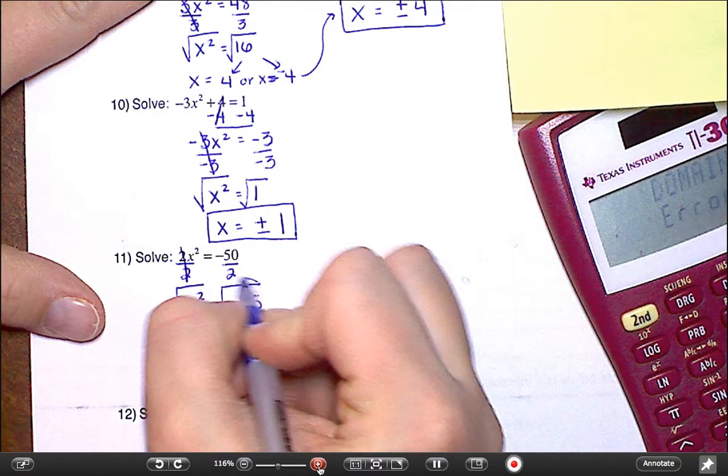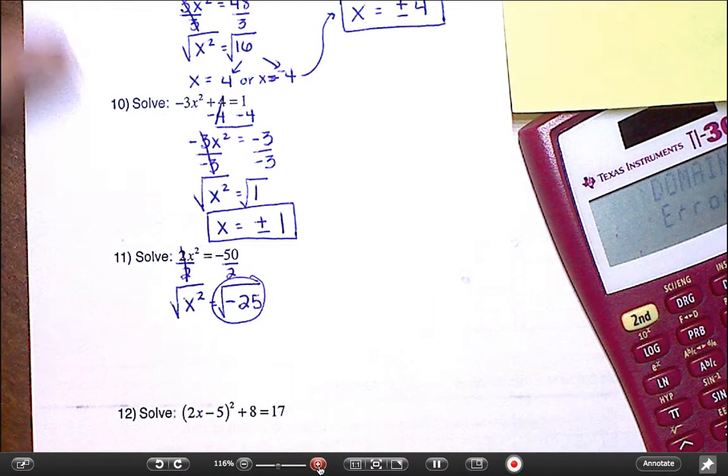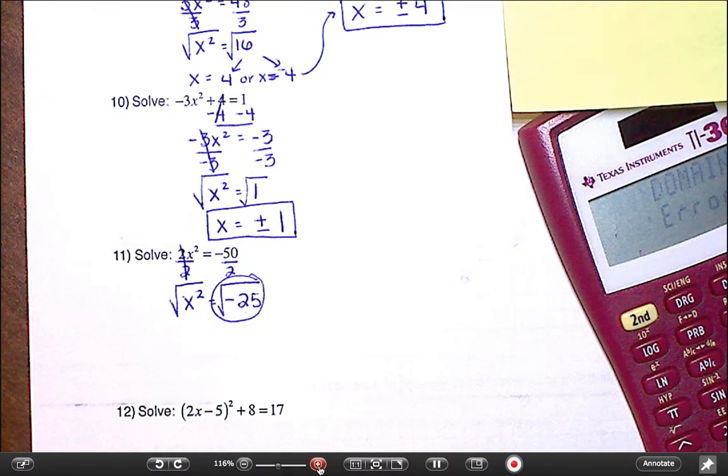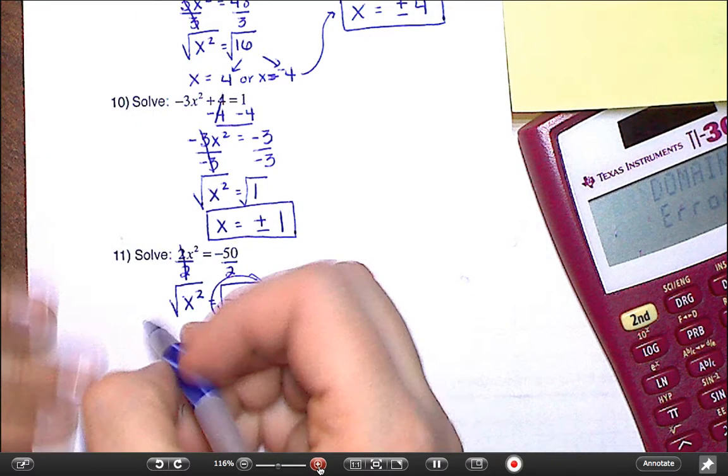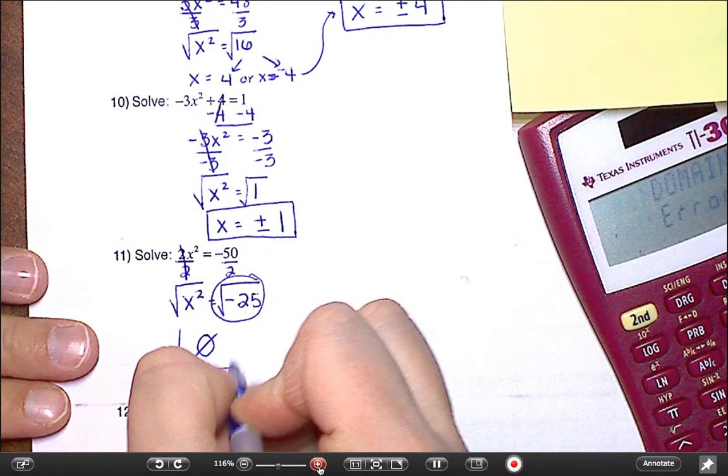This right here is impossible. I can't take a square root of a negative number. Anytime you have a negative number sitting under a square root, this is no solution. Okay, so there is no solution to this equation.